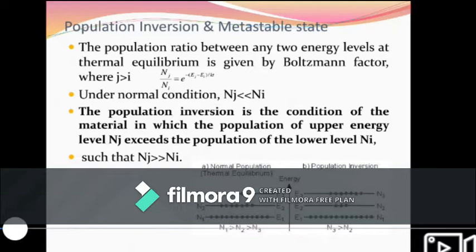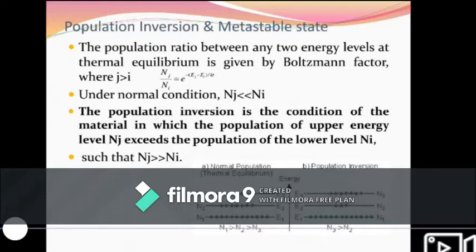Under normal conditions, the upper level population is less than the lower levels. So we need to achieve population inversion. What do we mean by population inversion? Look at the diagram here at the bottom. The left one is the normal condition, the normal population. E1 contains more atoms, E2 contains fewer compared to E1, and E3 contains fewer compared to E2. Like that, there is a distribution of atoms. This is the normal condition for the distribution of atoms in a system.